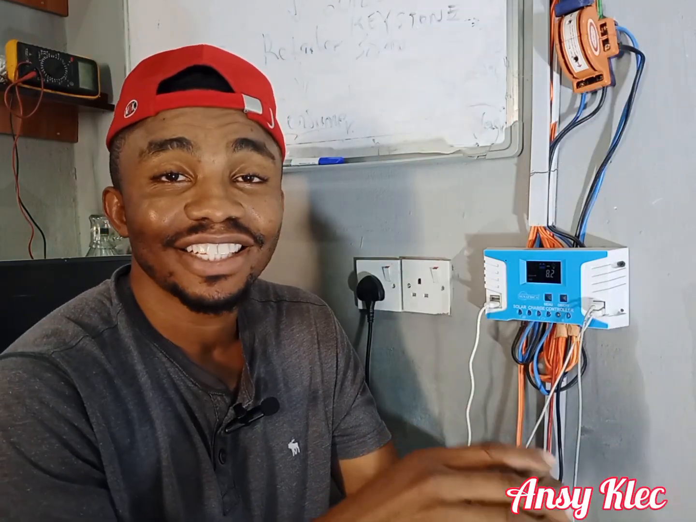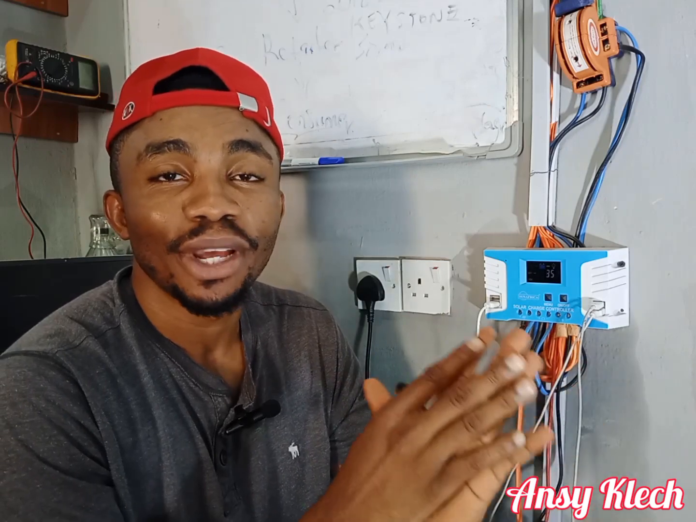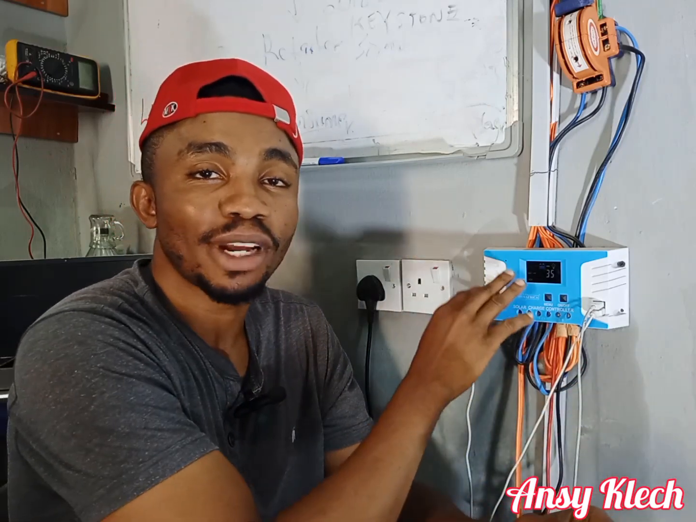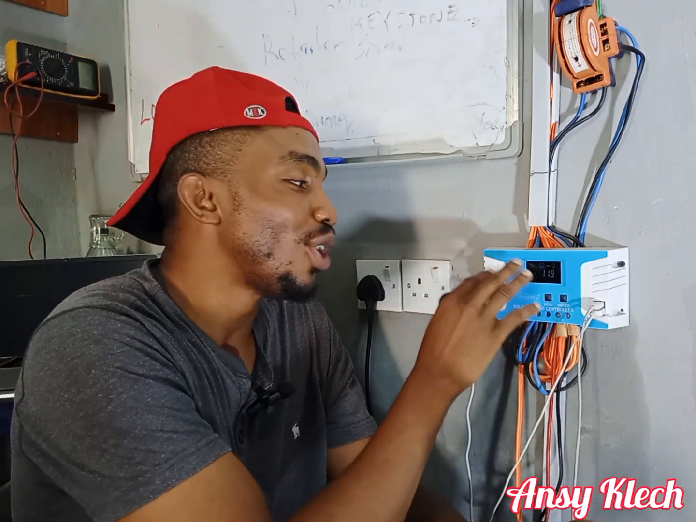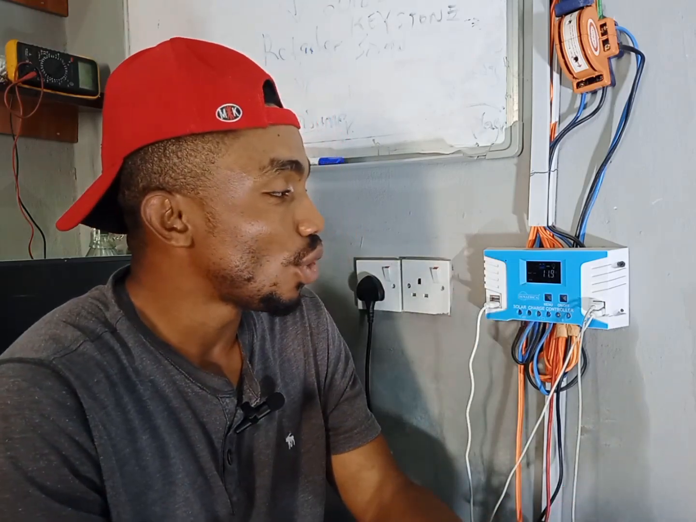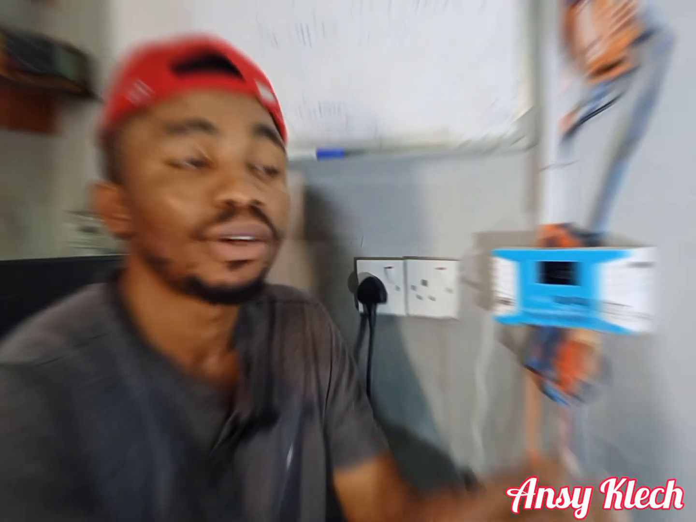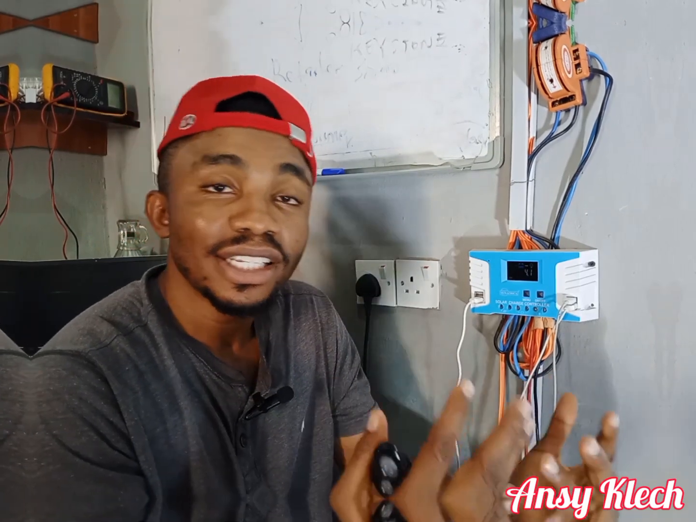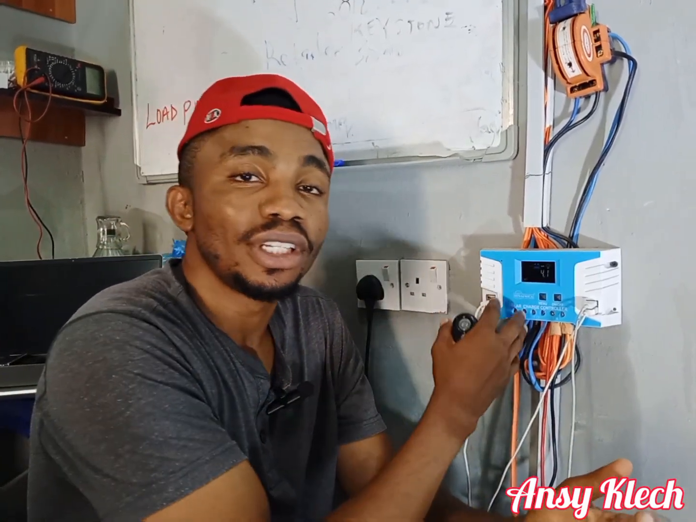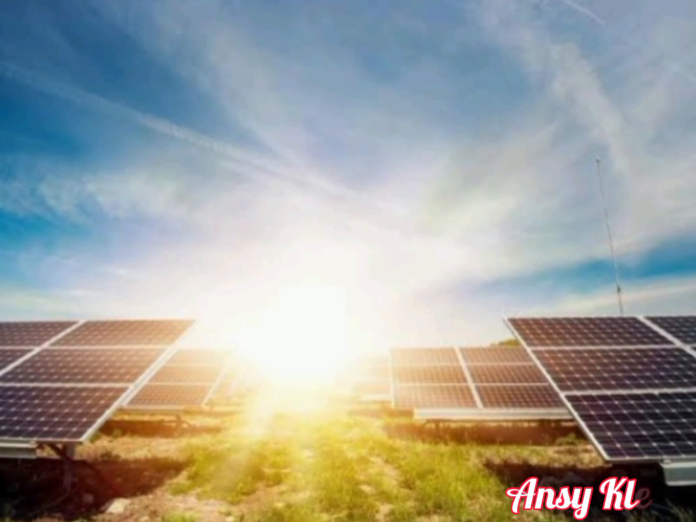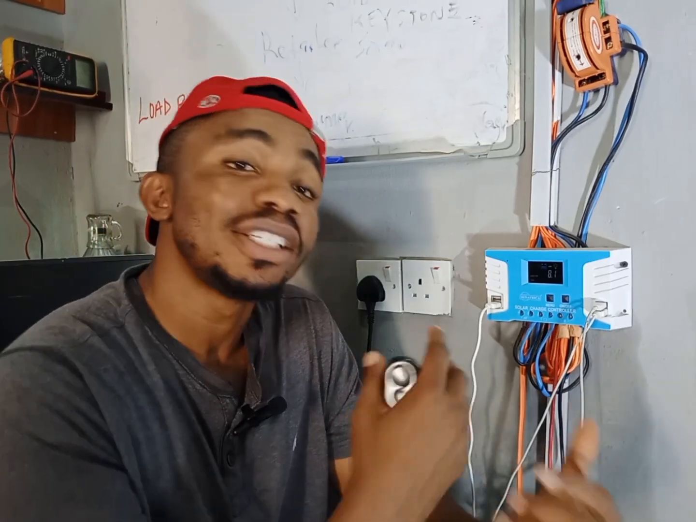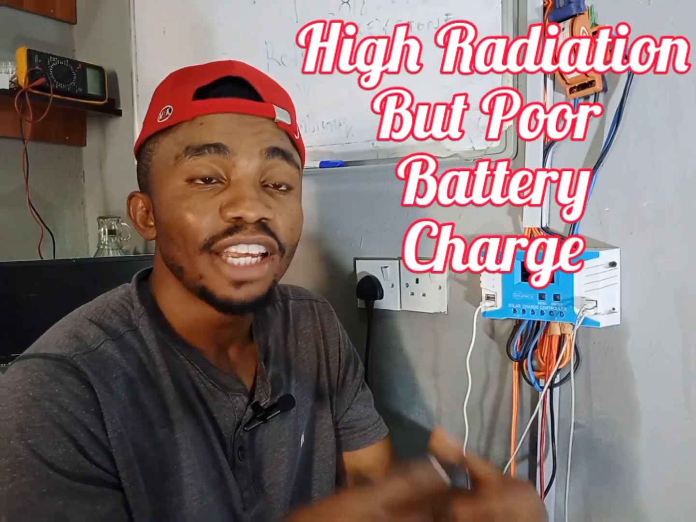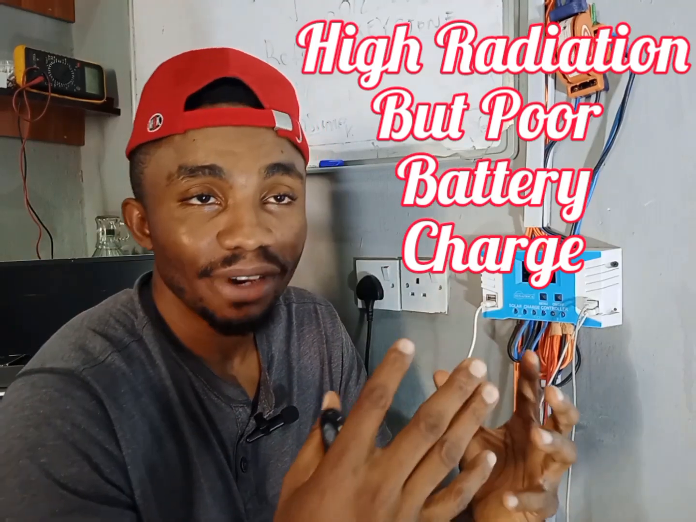My name is Ansiklet, and for this video I'll be explaining the various parameters on the LCD screen of this charge controller. There are quite some complaints from solar system users about the performance or the behavior of their system during the day. Some complain that the system shuts down during the day even when the radiation of the sun is high. Others complain that the system doesn't charge the battery during the day even when the solar radiation is very high.